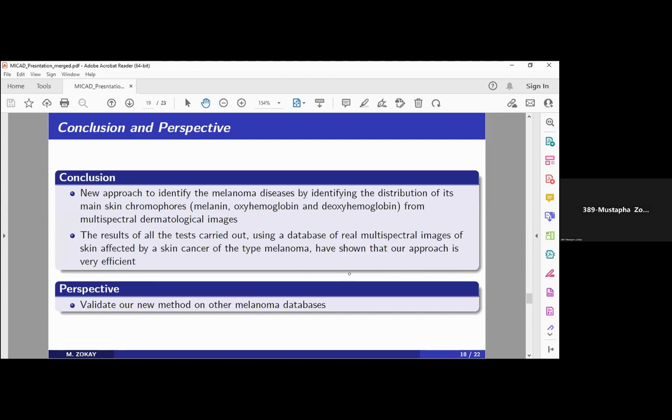So in terms of perspective, we are interested in validating our new method on other melanoma databases.